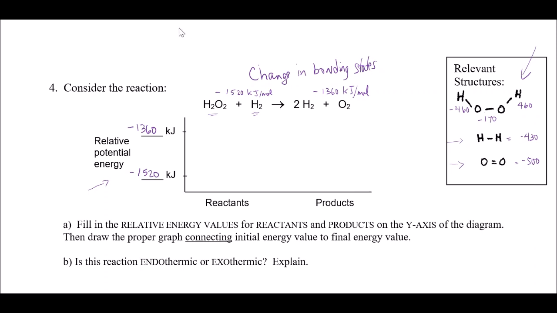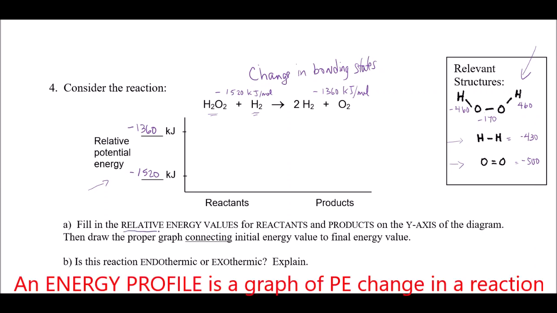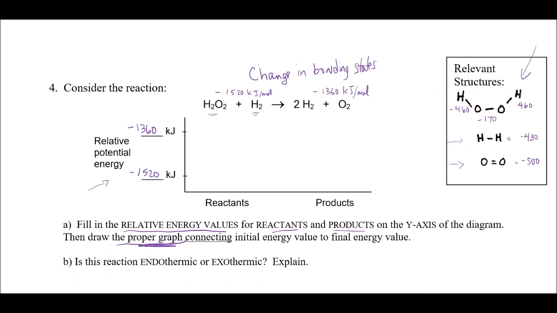So now we turn this into what's called an energy profile. We have done what it says here, filled in the relative energy values for reactants and products. And now this graph starts low. I'm trying to draw a flat line here saying that's the starting materials. It ends higher. So this is the energy state of the H2O2 plus H2. That particular bonding state is low in potential energy. This is the final product, higher in potential energy.